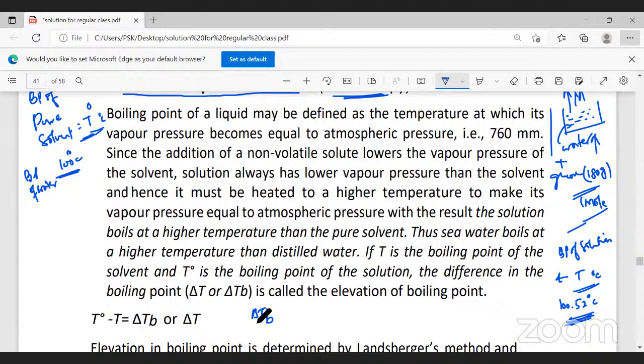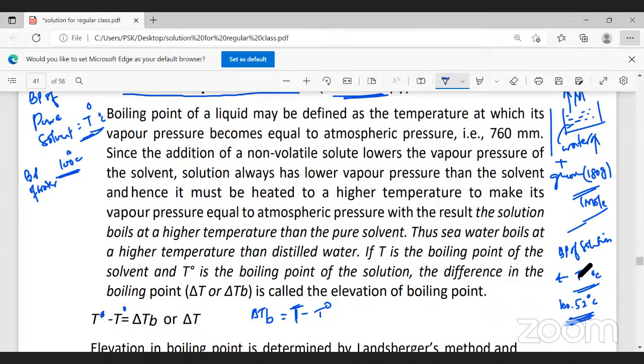Delta T stands for change in temperature. B stands for boiling point. The elevation in boiling point is represented by the formula T minus T naught. Here it's mentioned as T naught minus T, but it is T minus T naught. The elevation in boiling point is T minus T naught.